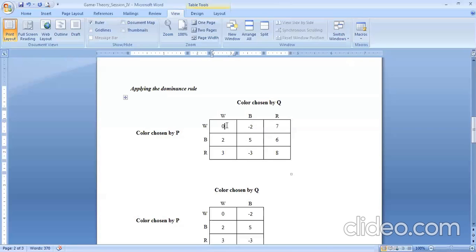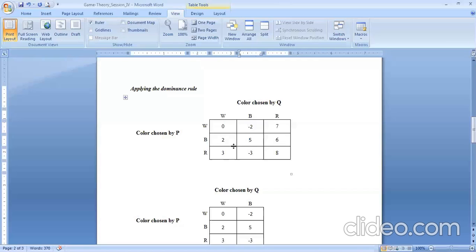Let us make the comparison between W and R. Here, 3 is greater than 0, but -3 is less than -2. So again, we cannot make the comparison. Next, we make the comparison between B and R. Here 3 is greater than 2, but -3 is less than 5. Then again, there is no comparison. Again, the comparison mismatches here.